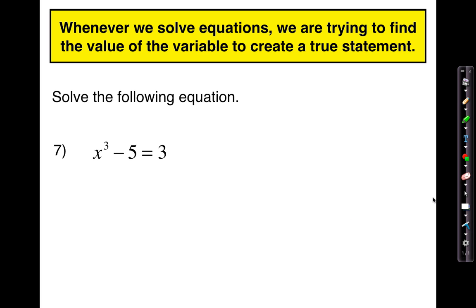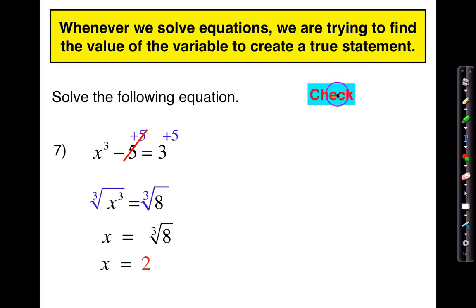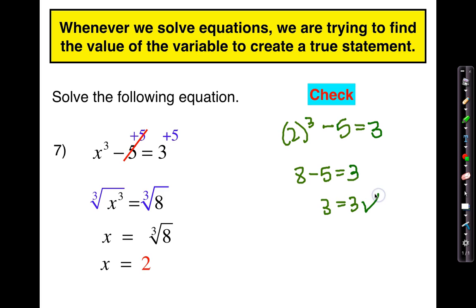Okay, what about number 7? Just like before, we're always going to get rid of the constant first. In this case, I'm going to add 5 to both sides, leaving me with x cubed equals 8. Not quite done yet. Take the cube root of both sides, and I end up with x equals 2. Let's check our work real quick. 2 cubed minus 5, does it equal 3? Well, 2 cubed is 8. 8 minus 5, does this equal 3? The answer is yes. So it does work.